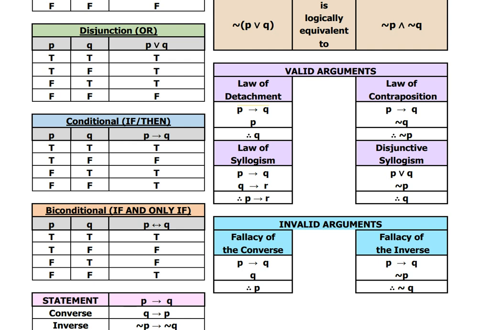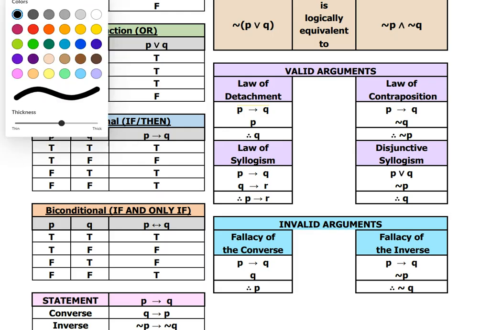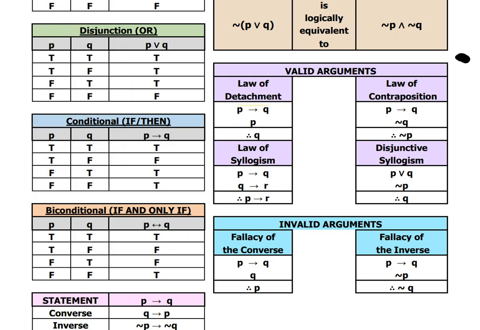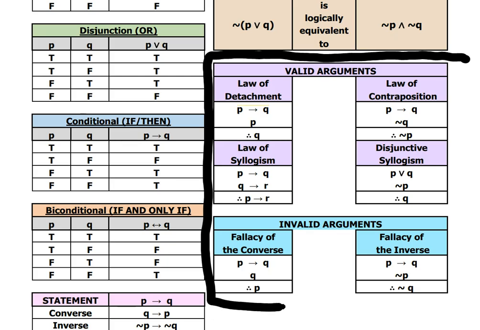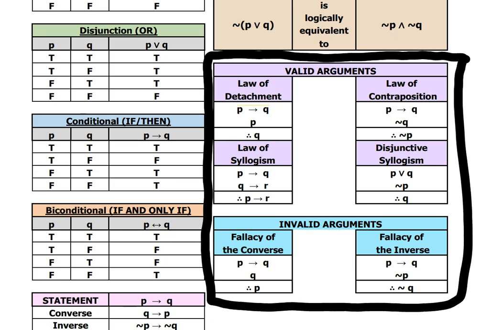Okay, so here is the handout, and we're going to be looking at this part of the handout for section 3.4. It goes over the different types of arguments, and there are 4 very common arguments that are valid, and I put those in the purple. And there are 2 that are invalid that are very common.